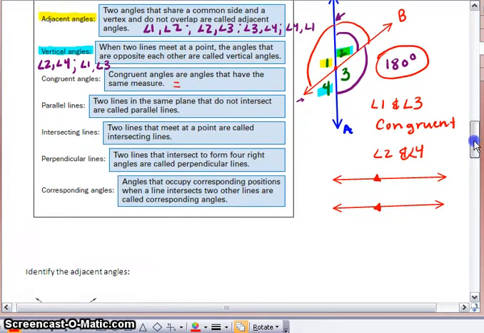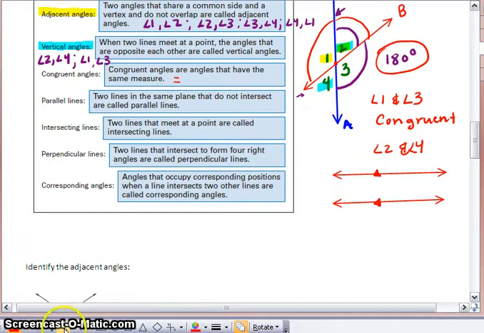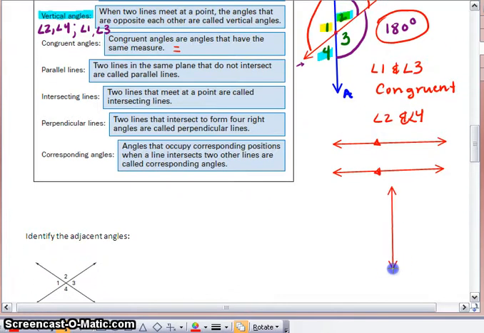Perpendicular lines have another unique relationship. So let's make two perpendicular lines. So here's one line, and here's the other line. And they're perpendicular because they form right angles. So perpendicular lines intersect and form four right angles. So these two lines intersect and they also form 90-degree angles. So all of these angles are 90 degrees.